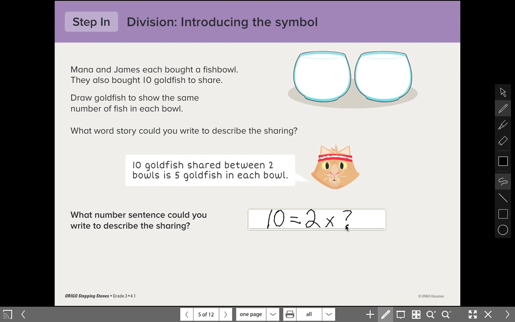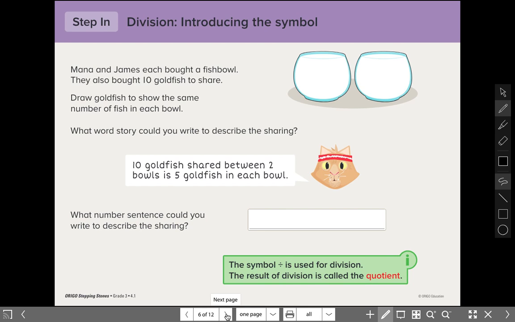What else could I do? Does anybody know what division problem I could write? How many fish do I have? 10. How many bowls am I dividing the fish up into? 2. Divided by 2 equals, and then we figured out it was 5. You could write either one of those equations. Okay. All right, pretty good. I'm going to go to the next one.